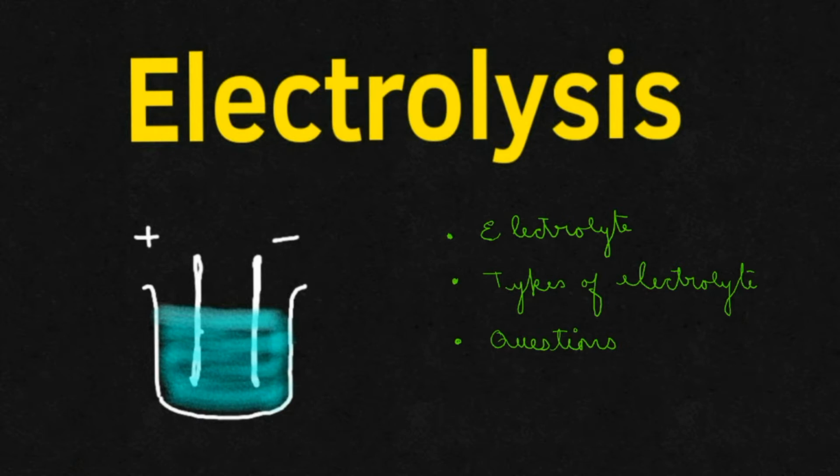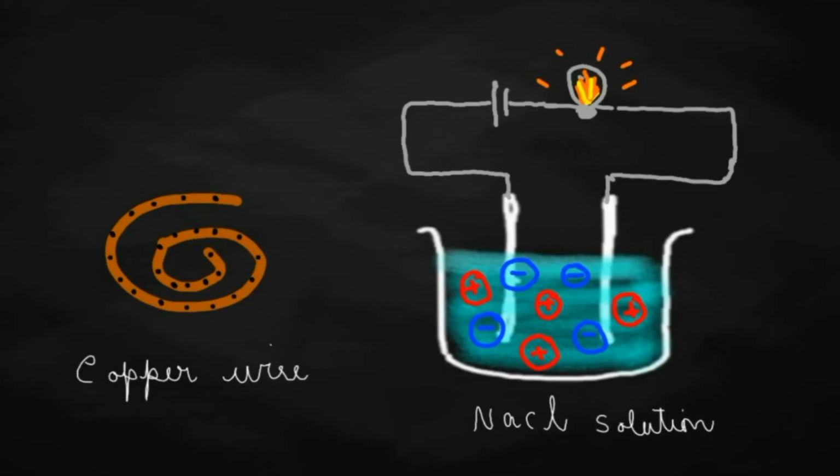Okay, so this is an introductory part of the chapter electrolysis, and we are going to discuss what is an electrolyte, what are the different types of electrolyte, and we will define what is electrolysis, and we will be discussing some board questions also related to that. So let's start electrolysis. Now see this picture.